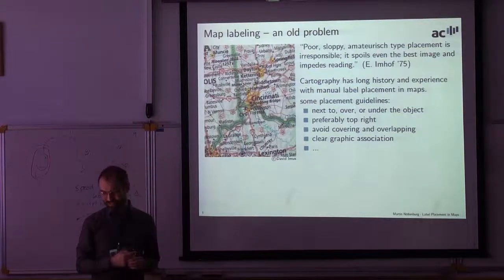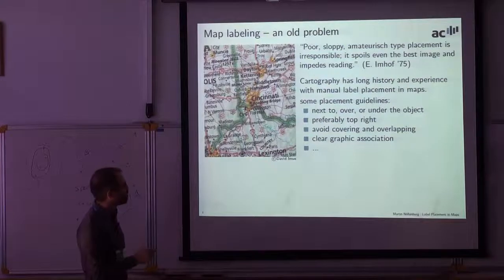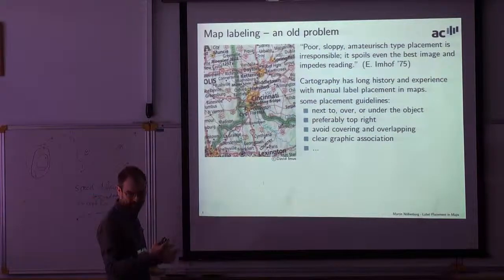And of course, as I said, there's a long history of criteria of how to place labels nicely. This also depends a bit on culture, and maybe in Iran, because you write from right to left instead of left to right, maybe it's slightly different. In Europe, at least, the preferred position is, say, the top right of the point that you want to label. Maybe here it's top left. So these are some of the guidelines.